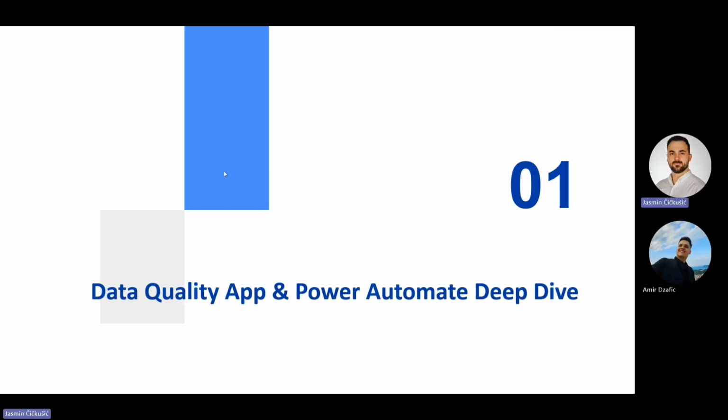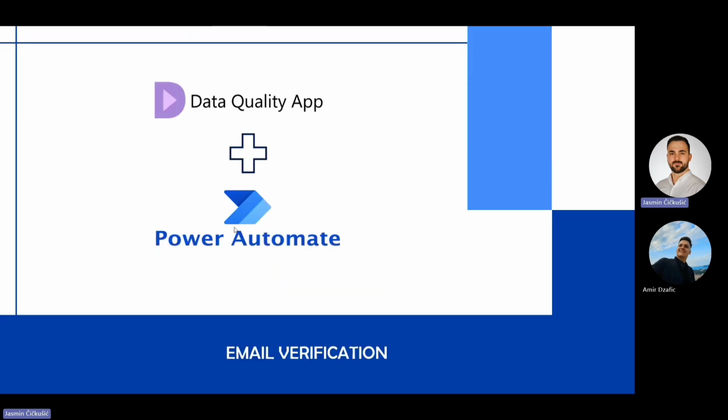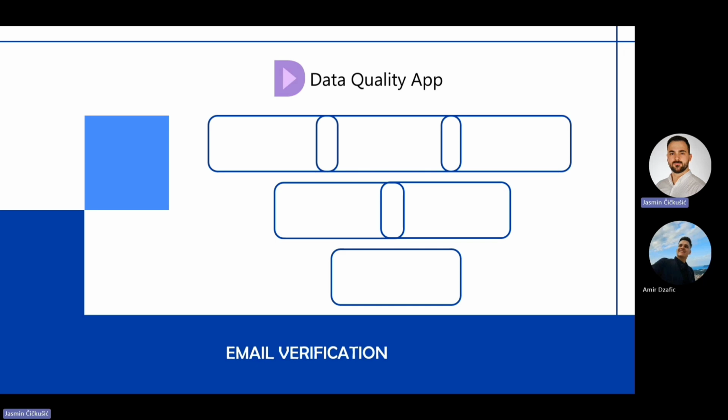Data Quality App and Power Automate deep dive. As we have mentioned, this session will explore the Data Quality App and Power Automate. Those are the two tools that can revolutionize your email verification. And you all know how important emails are for campaigns and for statistics and for everything, basically. But before we start with that, let's give a quick introduction to Data Quality App.